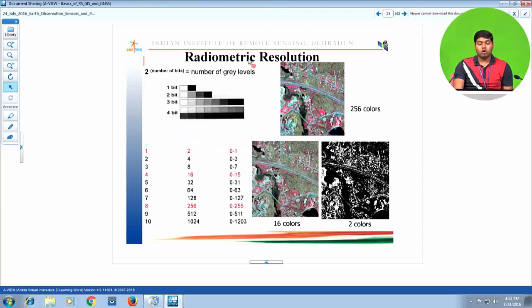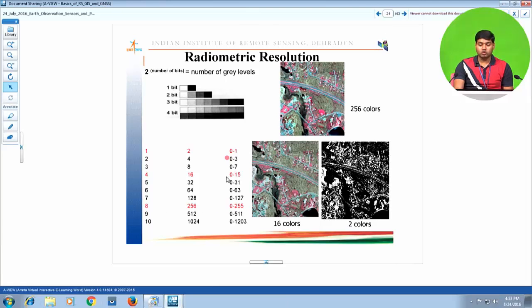You can see normally radiometric resolution is dependent upon the number of bits. The more bits there are, the more gray levels there are. So for a given number of bits, 1, 2, 3, 4, 5, you can calculate the number of gray levels. If it is 1 bit data, you have 2 gray levels, from 0 to 1. If you have 4 bit data, you can generate 16 levels, ranging from 0 to 15. For 8 bit data, you have 256 gray levels ranging from 0 to 255.